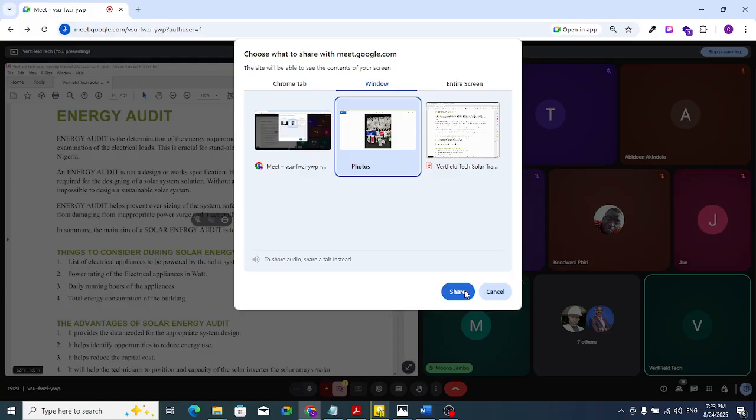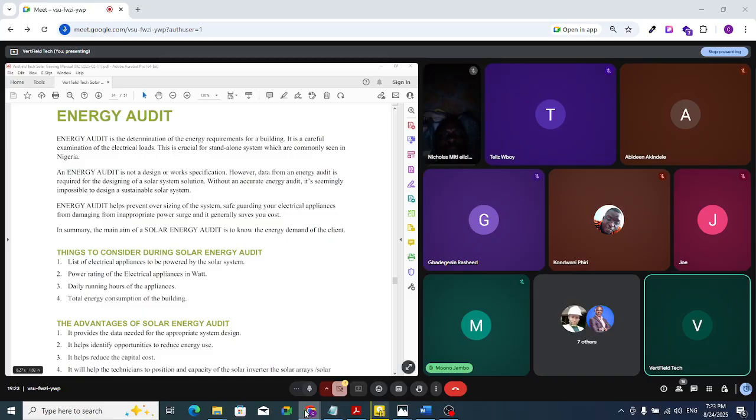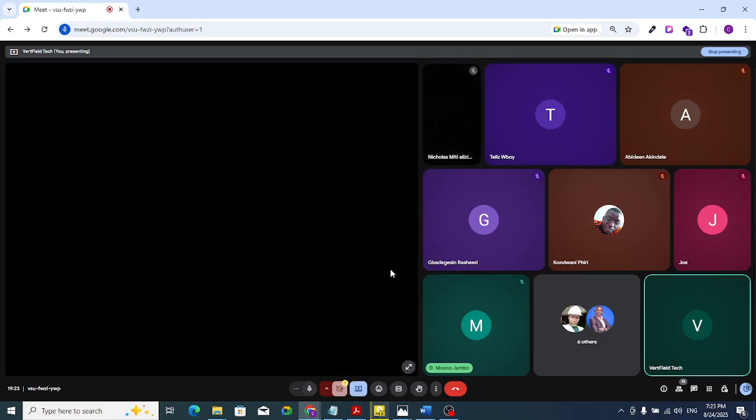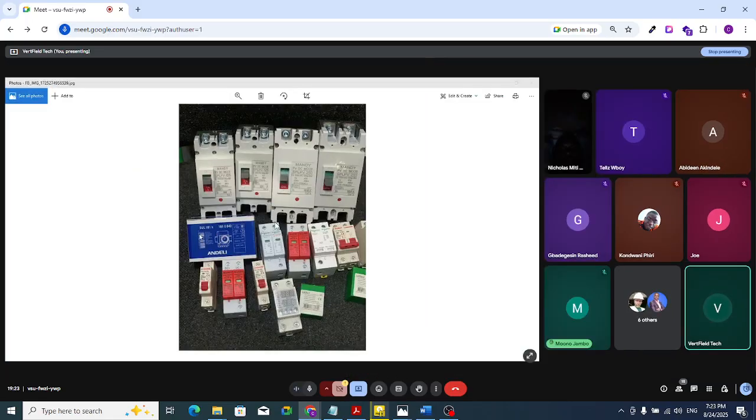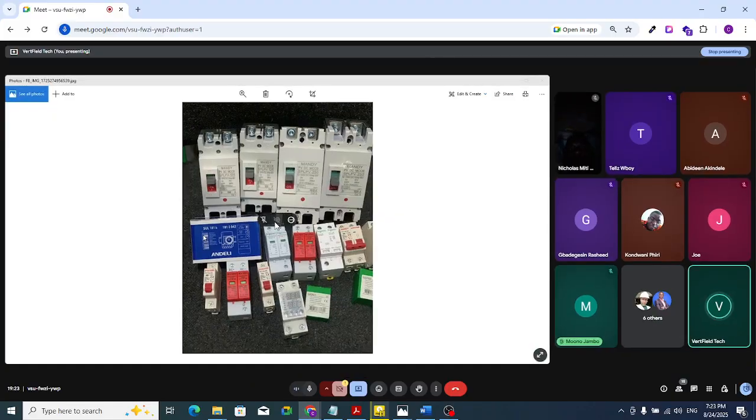So I am sharing my screen again right now. I hope you all can see my screen. Is it showing over there? Can you all see it right now? Is it showing over there on your own end?